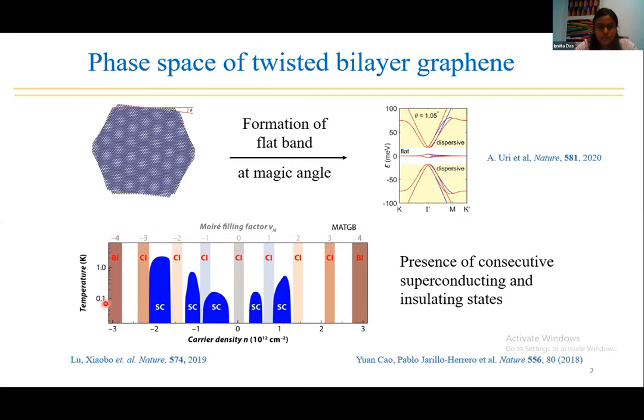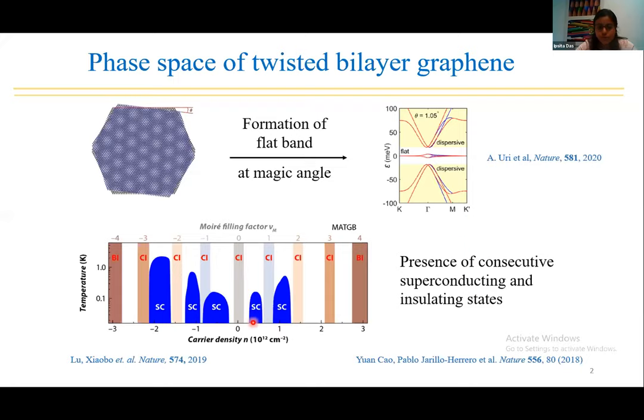And this is how the phase space looks like in twisted bilayer graphene. So this is a cartoon picture of the phase space with temperature and carrier density. At zero carrier density, which is the charge neutrality point, you have a highly resistive state. If you keep on filling the flat band with either electrons or holes, you have several polarized insulating states at integer filling of the band. And along with that, you also have a superconducting state if you dope the insulating state.